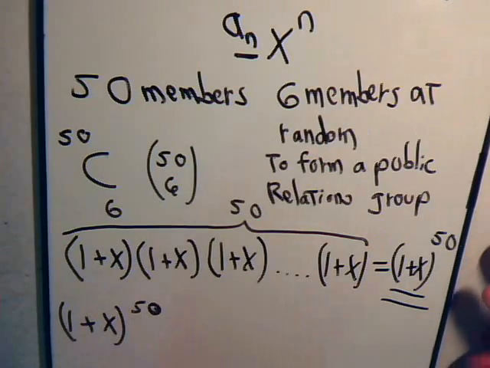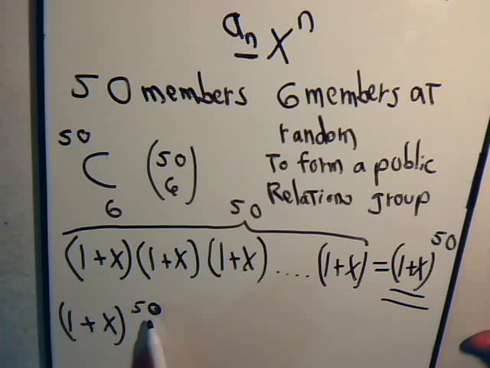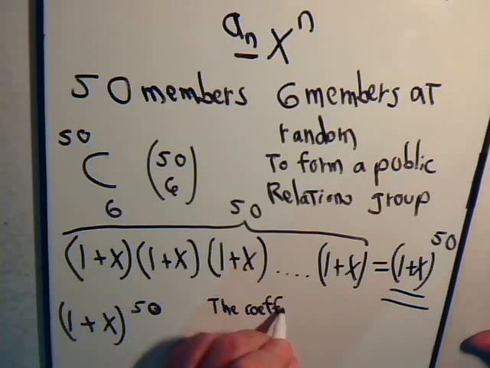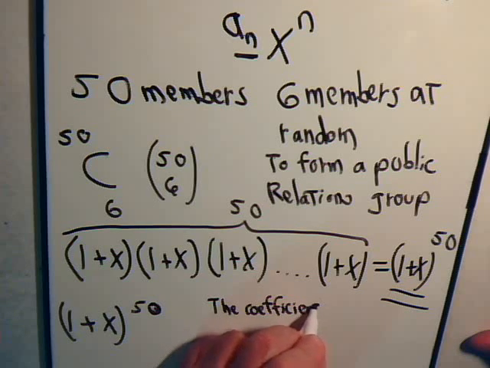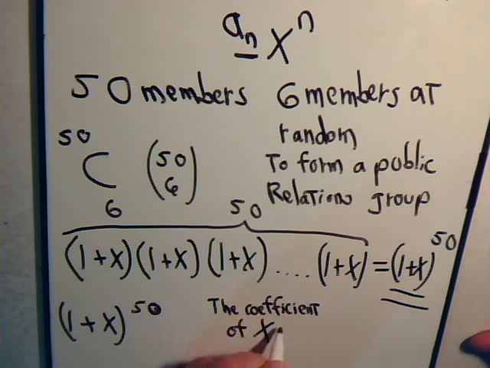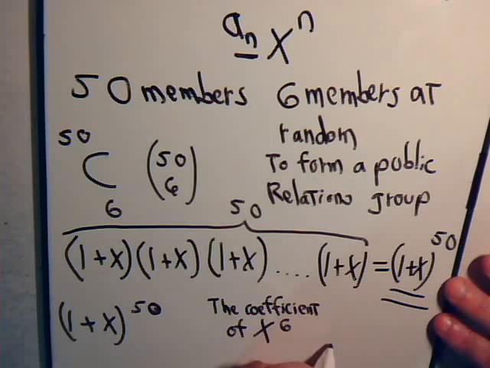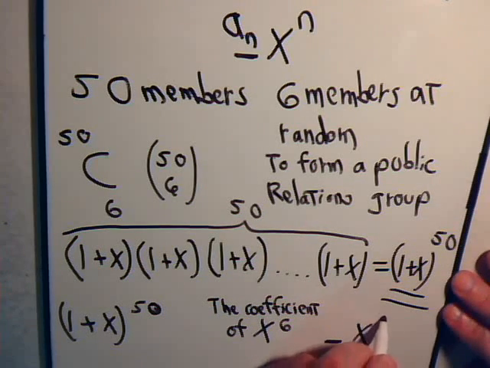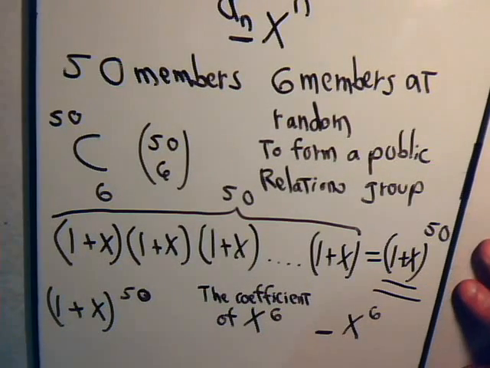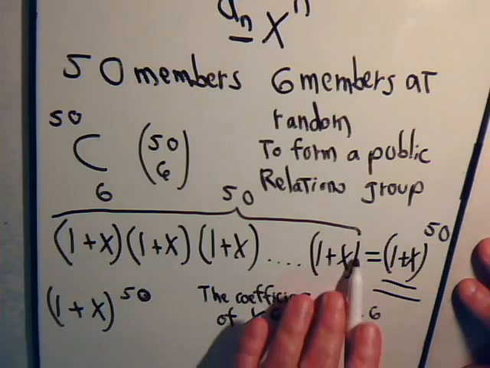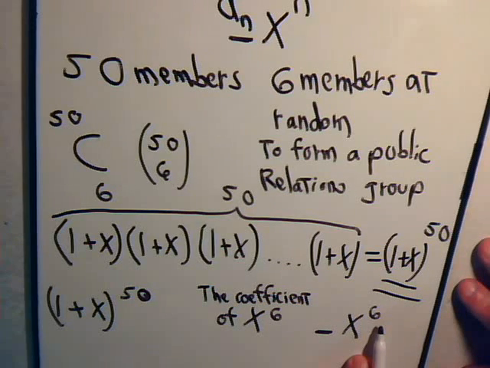This is 50. But now what we have to do is, when this is multiplied together 50 times, or when we have 1 plus x to the 50th power, what we're interested in is the coefficient of x to the 6th, because whatever number that is times x to the 6th, that is the number of ways in which not one person is chosen, but the number of ways in which 6 people can be chosen.